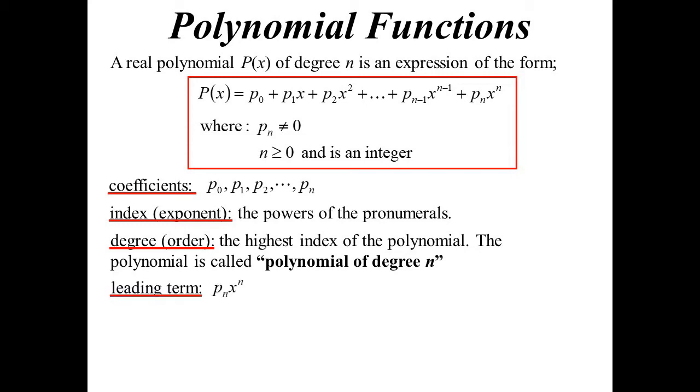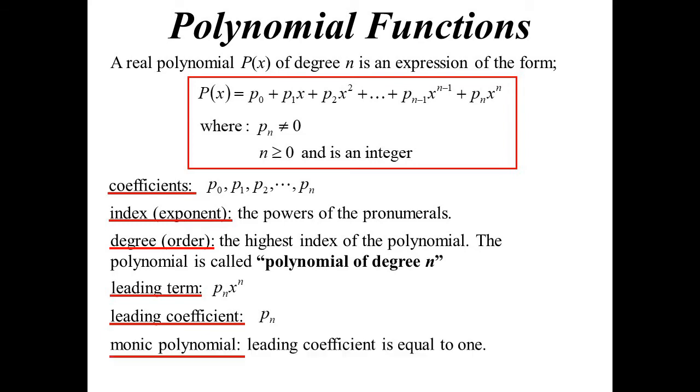The leading term is the term that has the highest power, as opposed to the leading coefficient. So make sure you read questions carefully and you know exactly what they're asking for. Did they ask for the leading term, or did they just ask for the leading coefficient? If it's the coefficient, then we don't put x to the power of n. Monic is when that leading coefficient is 1. We call that a monic polynomial.